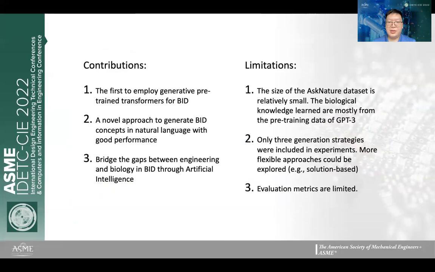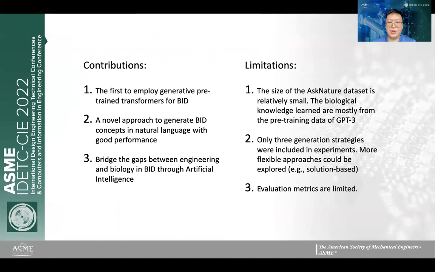This work contributes to the design community as the first to explore generating bio-inspired design in natural language by employing generative pre-trained transformers. We demonstrated that the gaps between engineering and biology in bio-inspired design could be bridged through AI. However, there are limitations that need further attention. First, the size of the Ask Nature dataset is relatively small. The biological knowledge learned is mostly from the pre-training data of GPT-3.